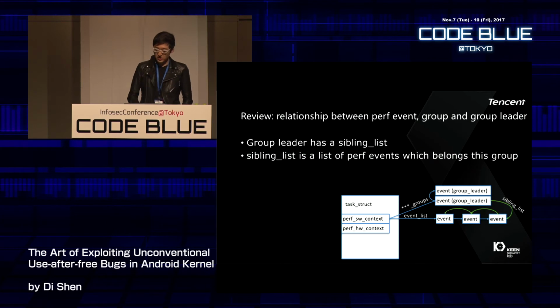Okay, before we start to analyze the second bug, I'd like to explain the implementation of the perf subsystem again because it's good for us in understanding the next vulnerability. So actually, we just need to remember two things. The first one is the group leader has a sibling list. The second one is the sibling list is the list of perf events which belong to this group. So actually, the next bug also happens at the list operations.